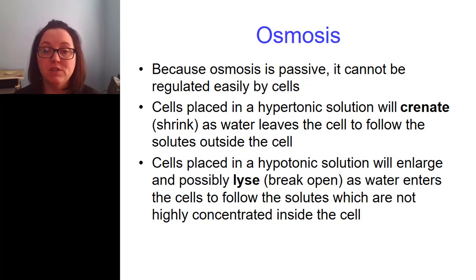Cells placed in a hypertonic solution will crenate or shrink because water will leave the cell to follow the solutes, which are highly concentrated outside of the cell. Cells placed in a hypotonic solution will enlarge and possibly burst open, which we call lysis. This occurs because water enters the cell because the water is following the solutes. And if you put a cell in a hypotonic solution, the more solutes are located inside the cell than out now. And water enters the cell and causes the cell to get bigger and bigger and bigger.